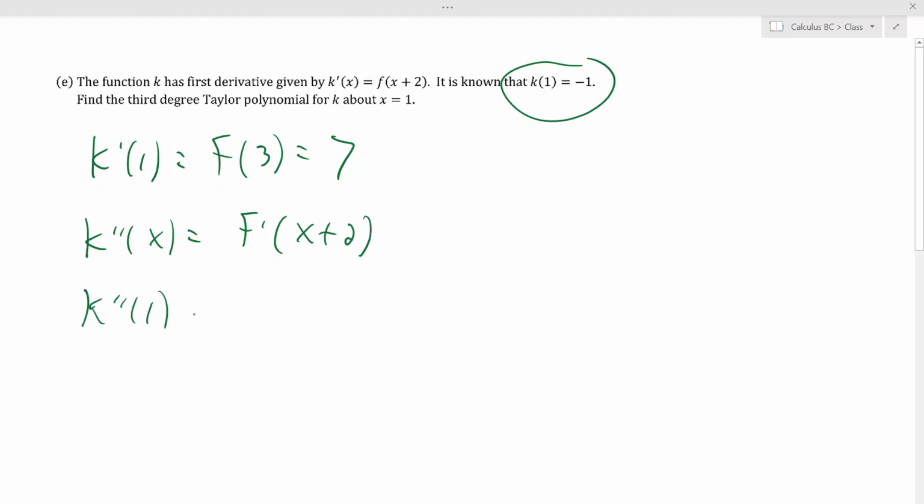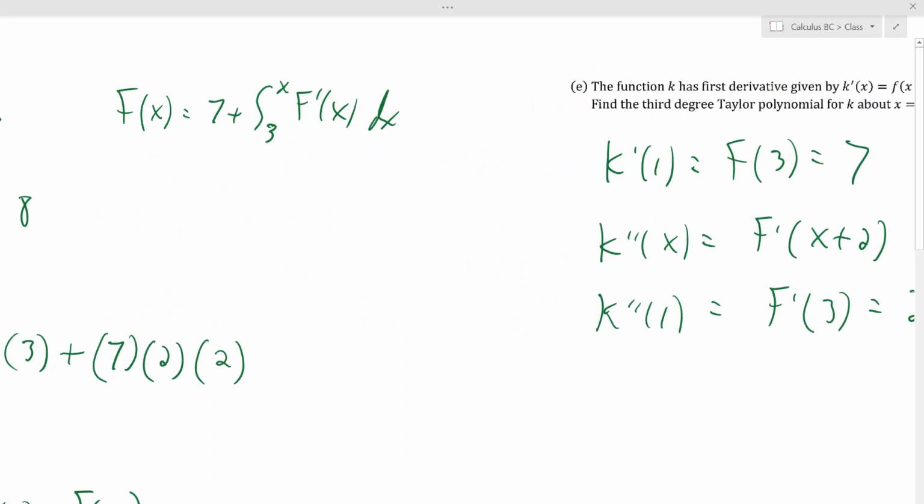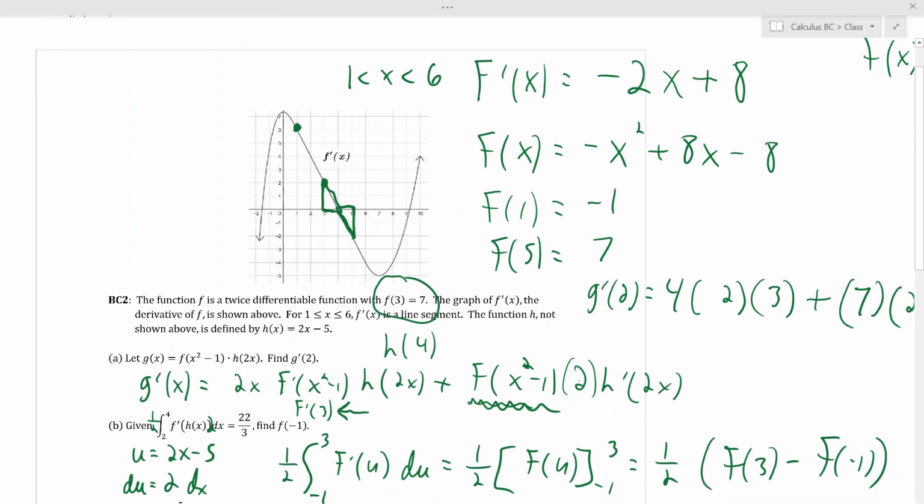So k double prime of 1 is just f prime of 3, which we said was that line. Oh no, we had to find that, right? That was 2, I believe. Right, because they gave us a graph. Yeah. So f prime of 3 is 2. And we're also going to need f double prime of 3, and that's just the slope of this line, which was negative 2.